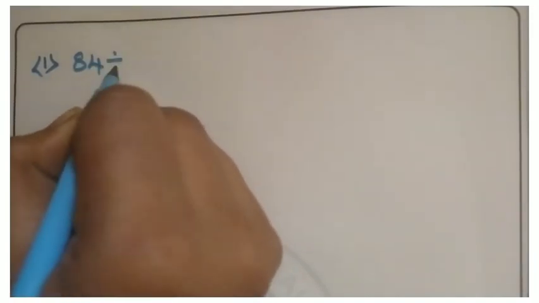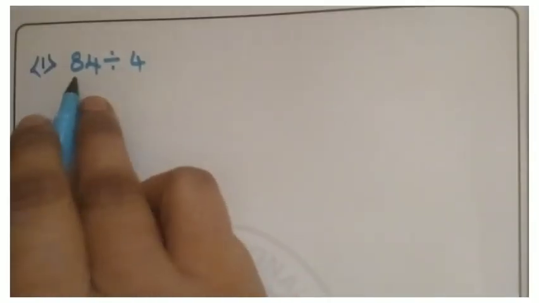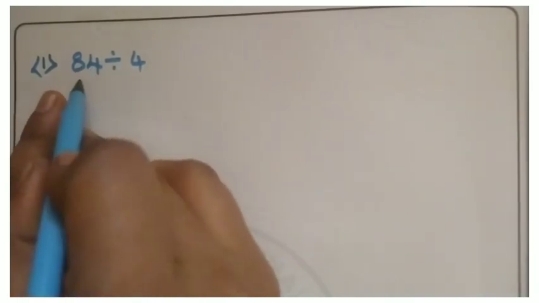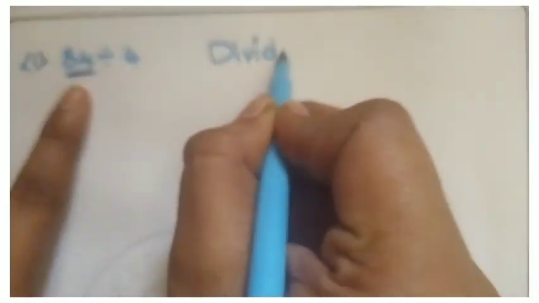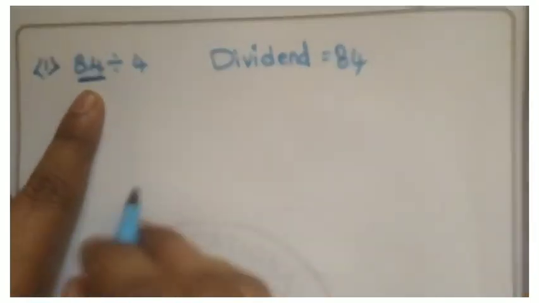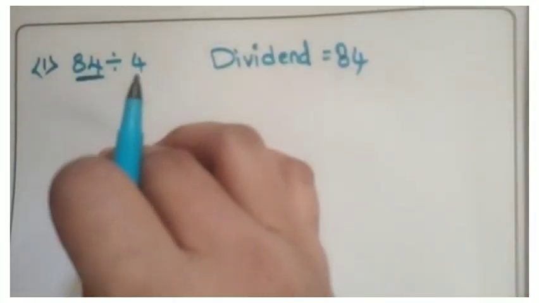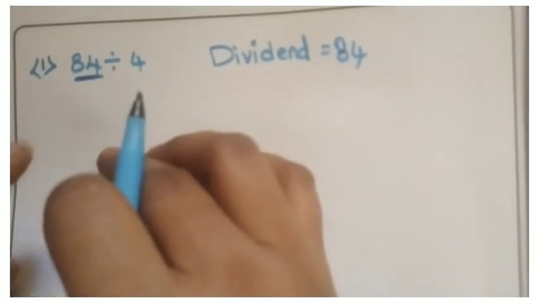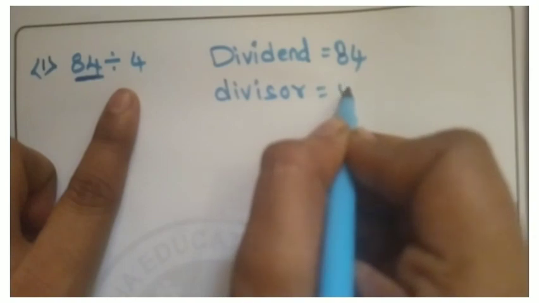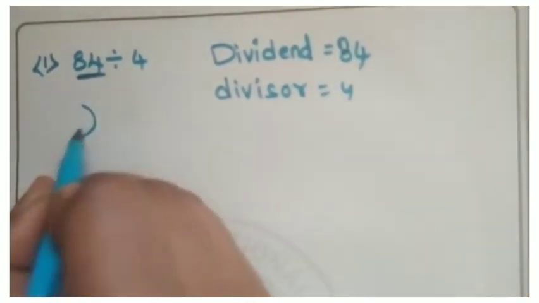Dividing by a two-digit number. For example, 84 divided by 4. In this, the first number 84 is the dividend. Okay, 84 is a dividend. And the second number 4 is the divisor. 4 is a divisor. Okay, now we'll do division.